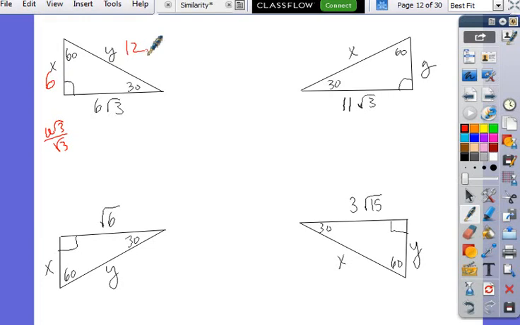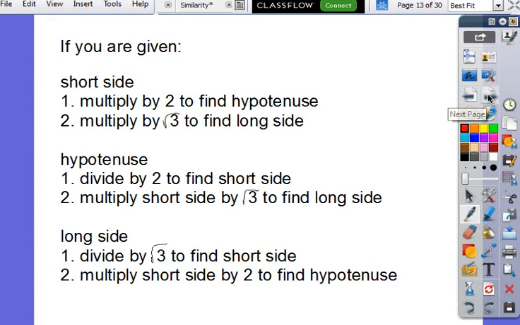All right? And again, there's the rules. If it gives me the short side, all I'm doing is multiplying. If it gives you the short side, you multiply. If it gives you anything else, your first step has to be divide. So if it gives me the hypotenuse, I divide by 2. If it gives me the long side, I divide by root 3. What side do I want to find first if they don't give it to me? Short side. If I don't have the short side, that's the one I have to find. So I find that, and then I use that one to find what's missing.